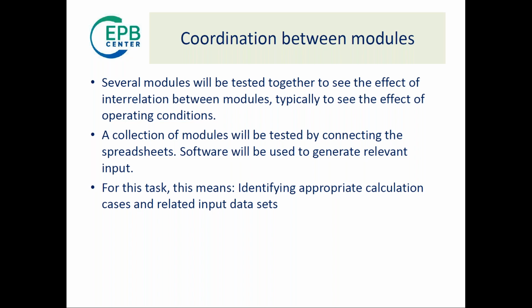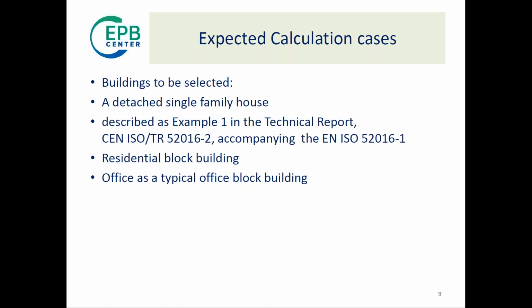The collection of modules will be tested by connecting spreadsheets, and software will be used to generate relevant input, because connecting spreadsheets is not that easy and obvious, so we need some software to help us to do that. For this task, this means we have to identify appropriate calculation cases and related input data sets. Buildings, well, we think of the following: at least a detached single family house, as described also as example 1 in the technical report to the standard 52016-1, the energy need calculation.